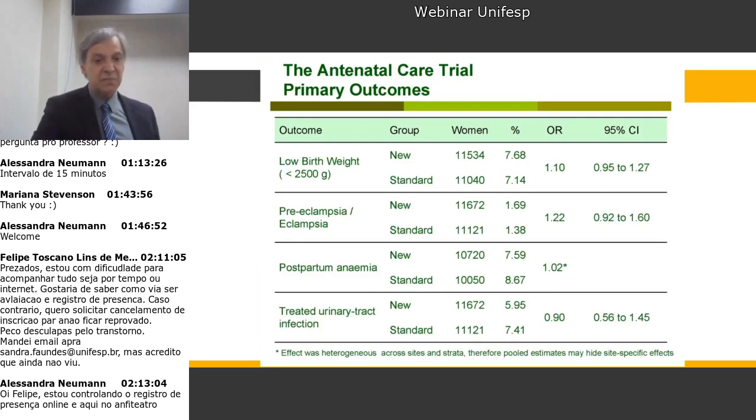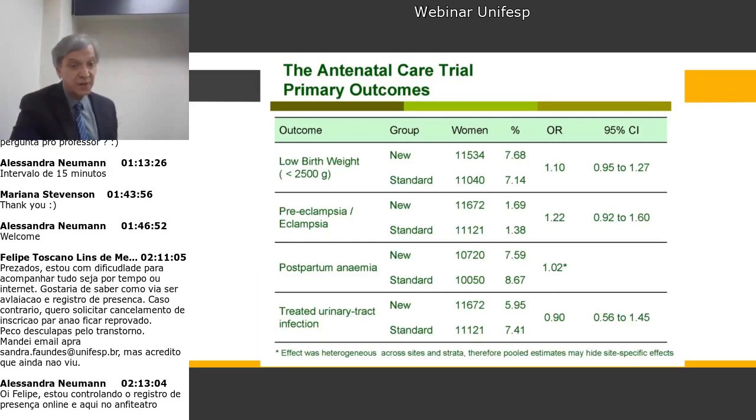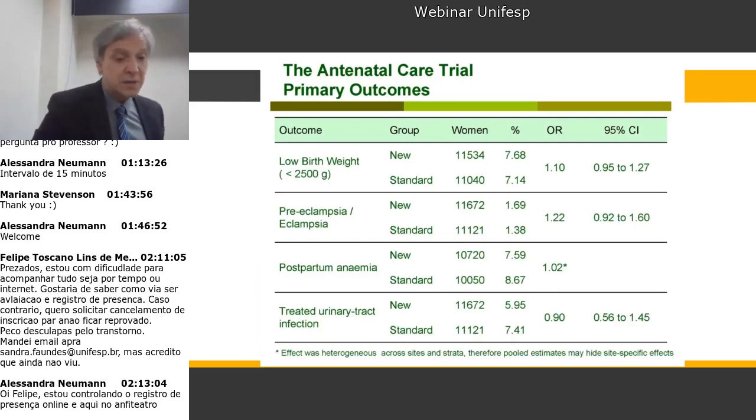Okay, here are some of the outcomes. Yes, low birth weight is one of the outcomes. The other ones are preeclampsia, eclampsia, postnatal postpartum anemia, and treated urinary tract infection. Okay, so these are some of the outcomes. This is the result of the clinic.